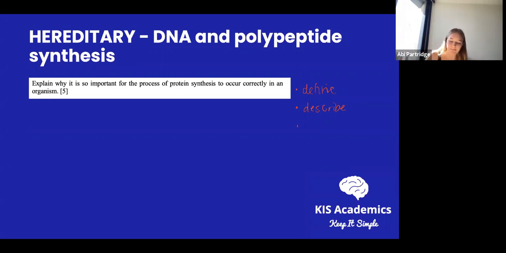And then for explain questions, you need to pay attention to the verb. Explain is asking you to link the 2 processes. So it's asking you to link protein synthesis and the functions in an organism that make it important. So I'm not sure if those help a little bit.